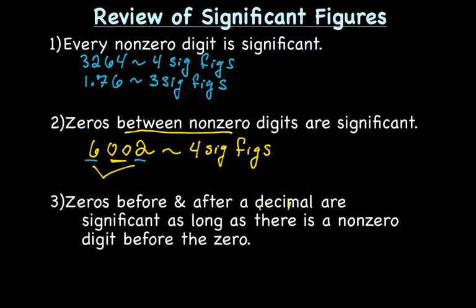All right, let's try another one of these. So how about 7 0 0 0 0 1 0 0. All right. The 7 and 1 are significant because they are non-zero digits. These 4 zeros there are significant because they are between 2 non-zero digits. The 2 zeros at the end are not significant because they are not between 2 non-zero digits. So this number has a total of 6 Sig Figs.